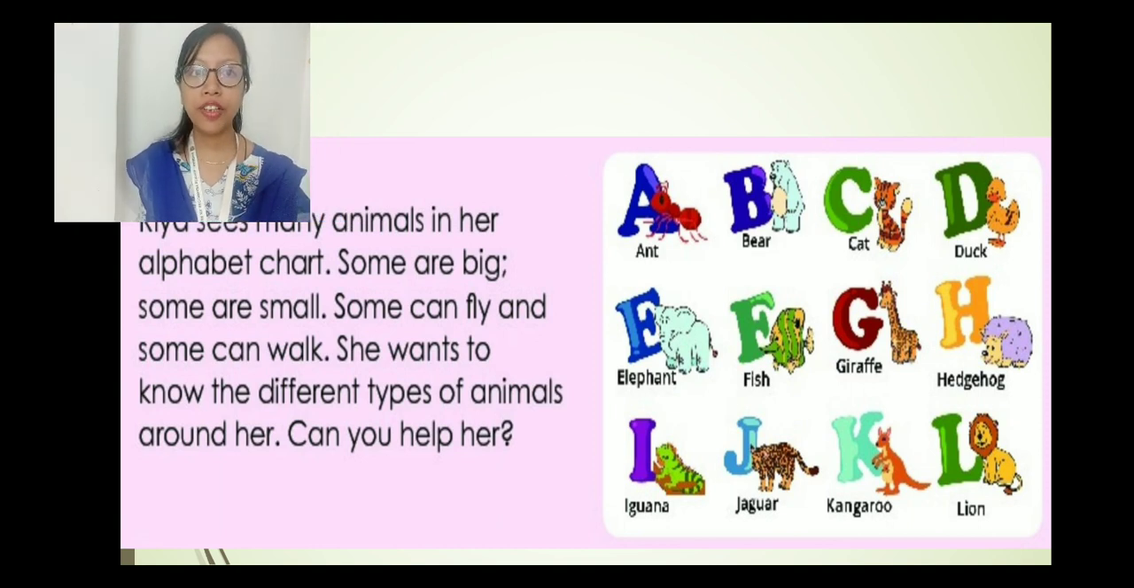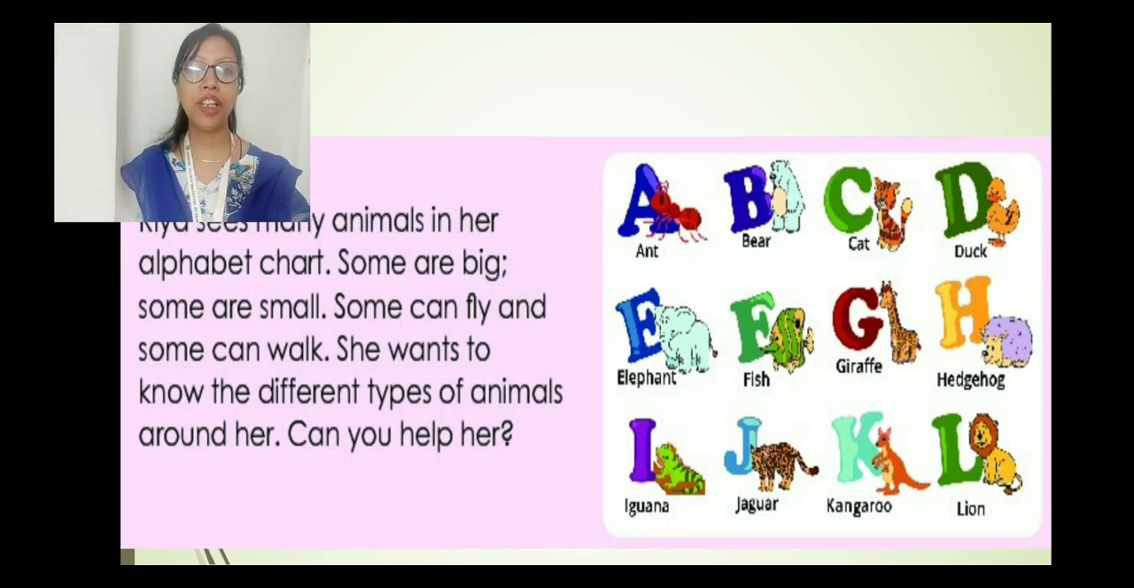So we have here A for ant. Now, ant is a very small animal. You can say an insect, right? So, ant is a very small insect. Then we have B for bear. Bear is a large animal. Then we have C for cat. Then D for duck. Duck has wings. Cat has a tail. Then E for elephant. Elephant is a big animal. Then we have F for fish. Fishes swim. They don't walk, they don't fly, but they swim.